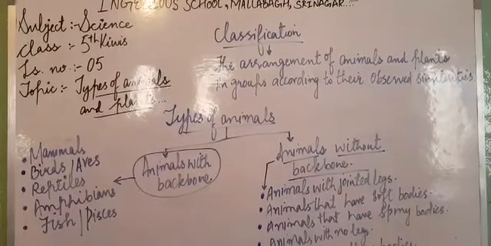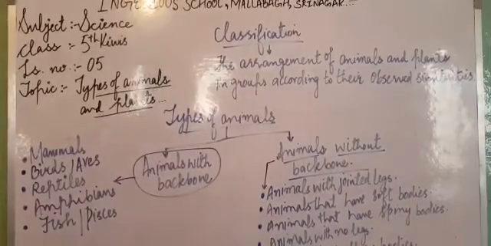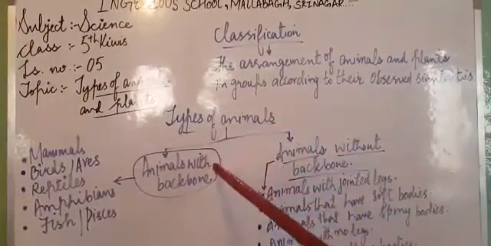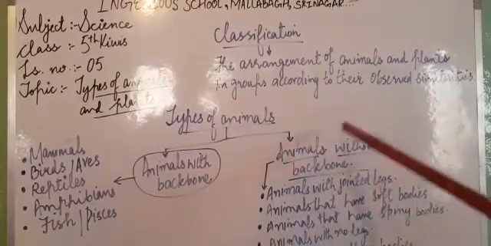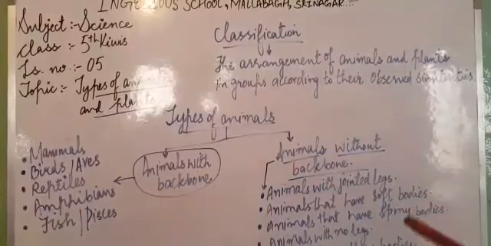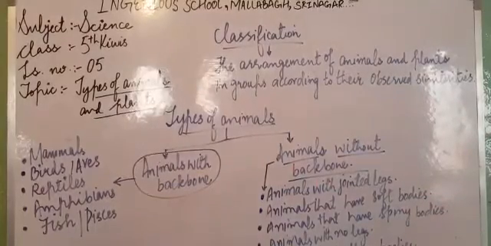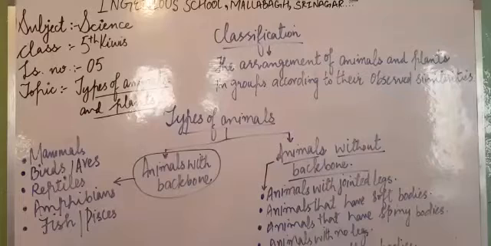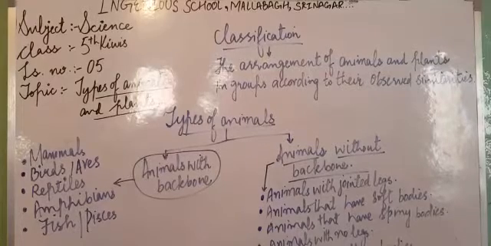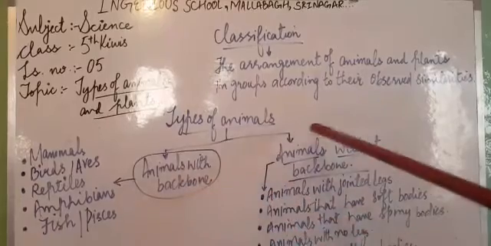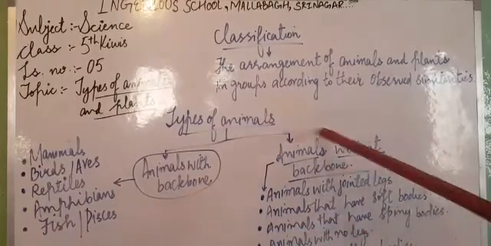So, animals are classified into two groups: animals with backbone and animals without backbone. Today, we are going to learn only about the animals and the groups into which they are classified.